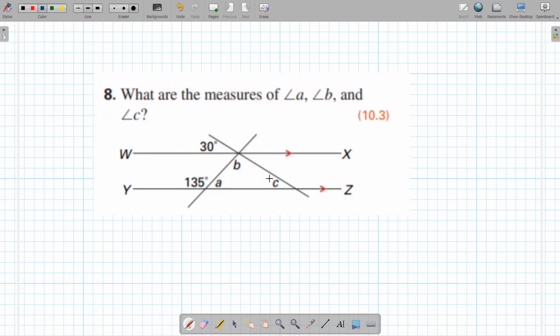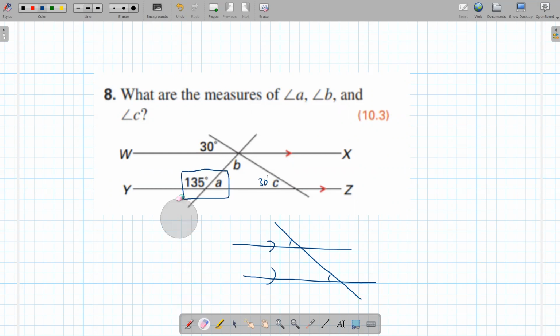All right, notice we can start at angle C, because if you look at it, it looks like this, right? These two lines are parallel, so that means top left is going to be top left down here. So what is angle C? 30. Yes. And now here, 135 and A, we can find what A is. How do we do that?